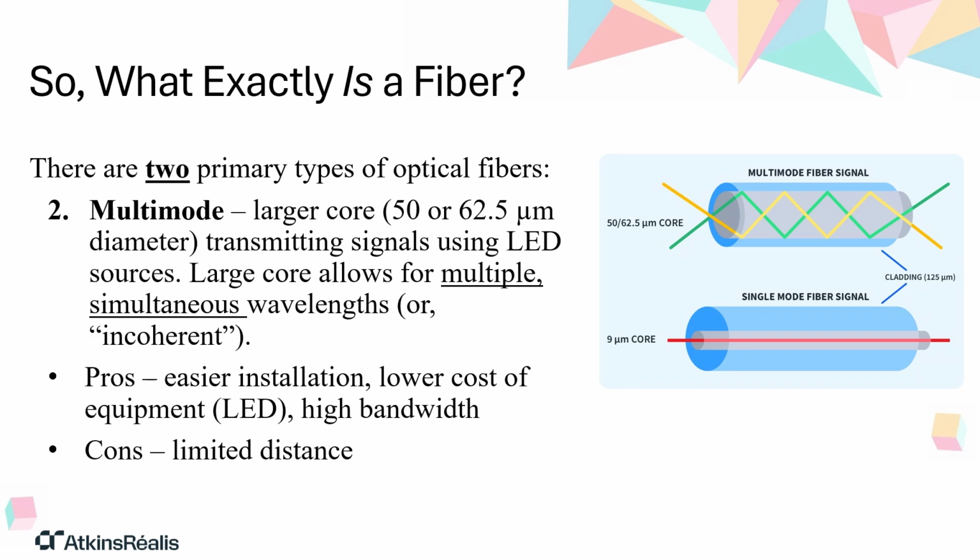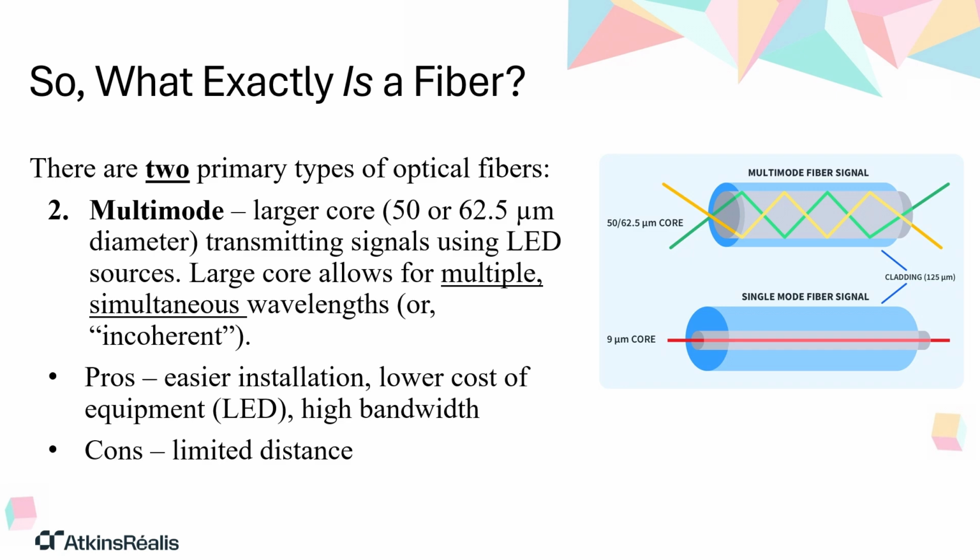Conversely, multi-mode fiber is, as you could expect, a larger fiber that allows us to send multiple simultaneous communications. Multimode fibers typically have a core ranging between 50 or 62.5 micrometers in diameter. And instead of lasers, multimode uses LED sources. So this incoherent wavelength allows us to send multiple signals using the same fiber, which is completely different than the single mode, which only allows for one transmission of signal.